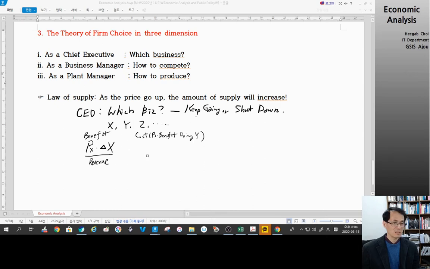So what I'm saying is that if you produce delta X amount of goods and per unit you incur this much, right? This is the extra cost to produce delta X, right? So this is the money you spent on producing what? In producing delta X, right?